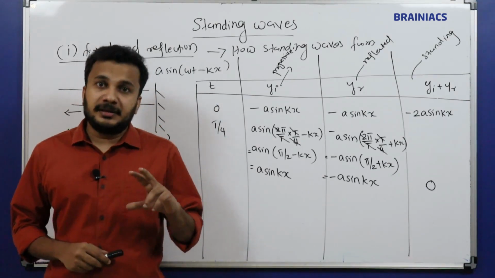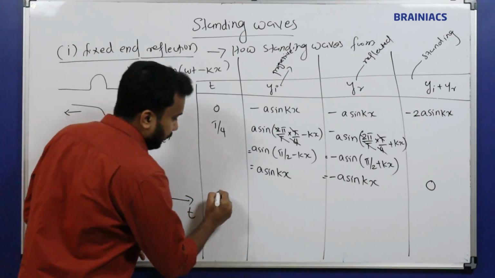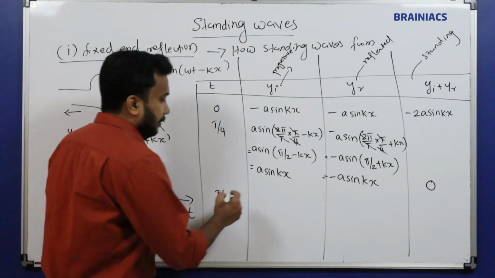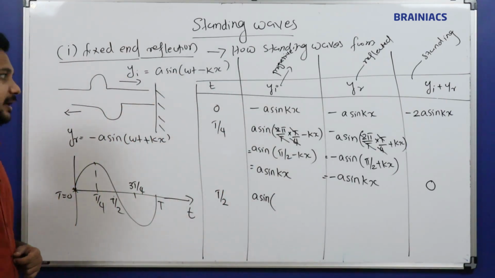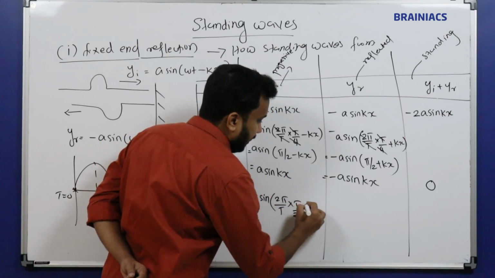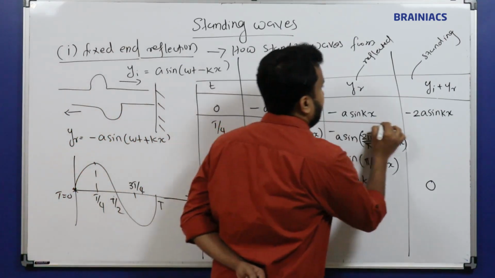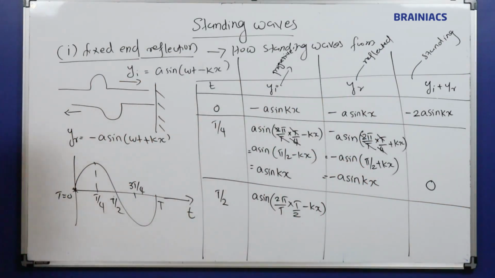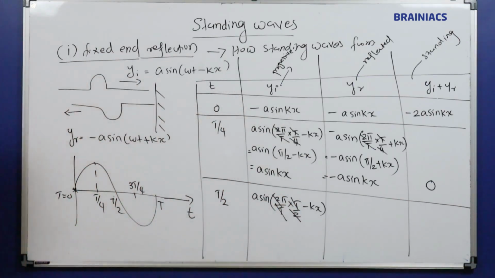So let's move on to the next interval. Next interval means T by 2. So let's go with T by 2. What will we get? I'm directly substituting here a sine of omega t, where omega t equals 2 pi by T into T by 2, and minus kx. So that's the first row. We will mark a line. Okay, so this is clear. Here T cancels, 2 cancels, and sine of pi minus kx will come.